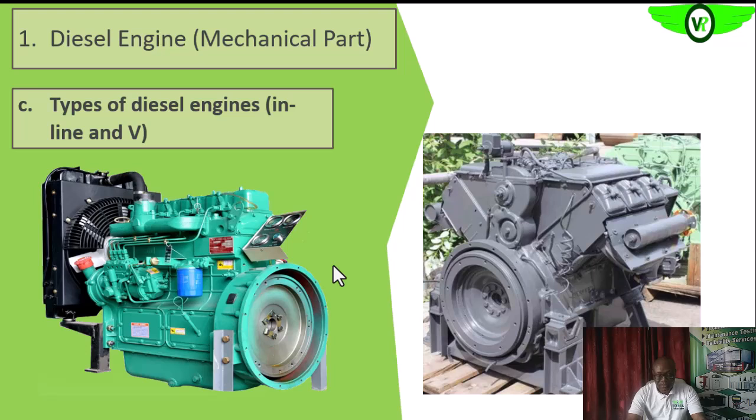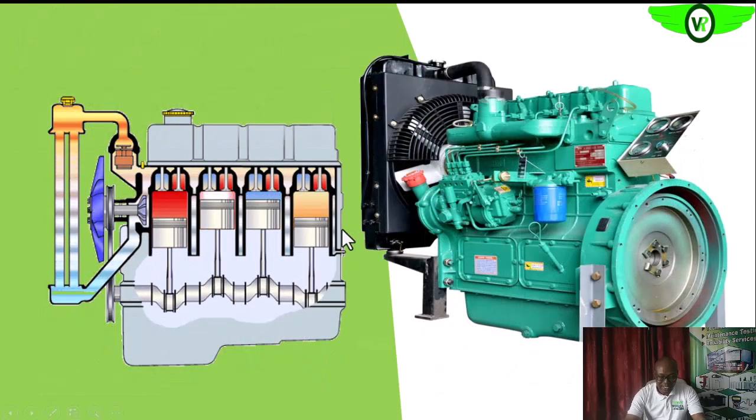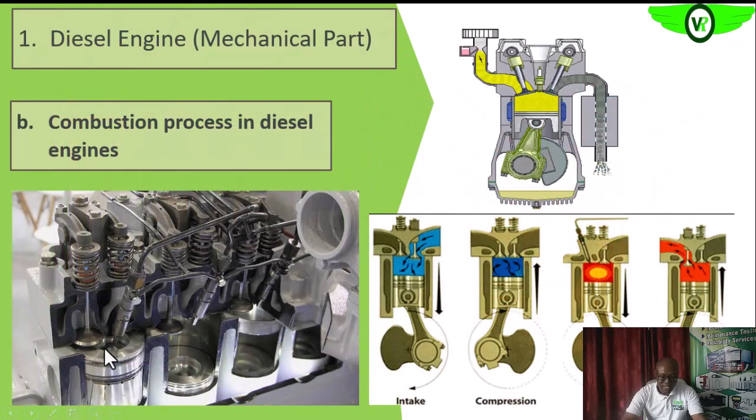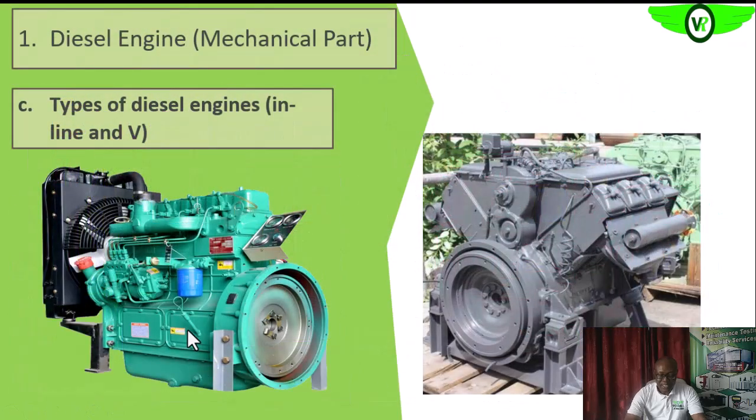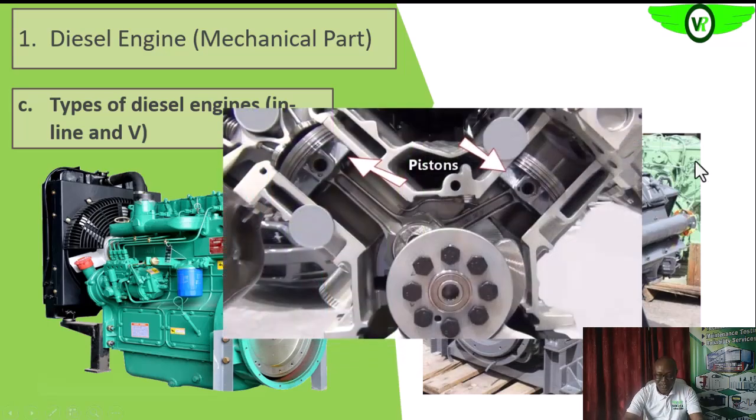So basically, here we are going to look at the two types. We have the inline engine, that is the straight engine, and the V engine, as you are seeing here. So in the straight engine, the pistons, as we saw earlier, are in one line, as you can see in this case too. They are in a straight line. That is the inline engine. Then in the V engine, the pistons are arranged in a V-shaped configuration, as you can see here. That is why it is called that.